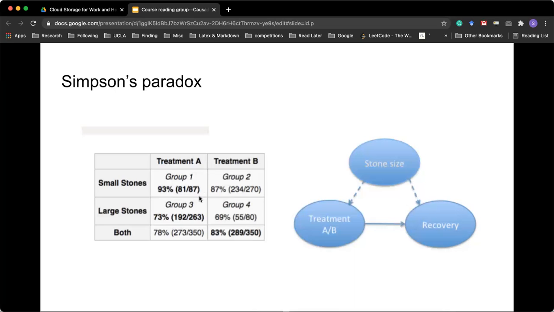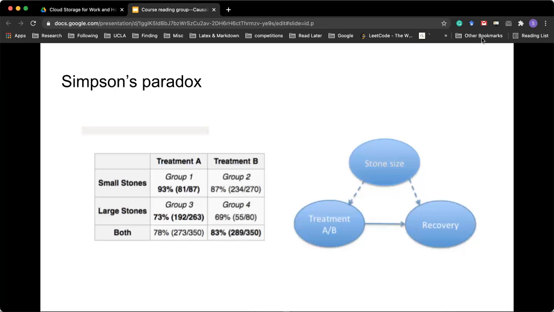Now our question is that we want to know, between treatment A and treatment B, which treatment plan is better, based on this observational data. A very straightforward way is to take the total survival rate of all the patients who received treatment A and all the patients who received treatment B. We can just compare the survival rates and see which one is higher. And it is very easy to see it is treatment B, because treatment B is 83% and treatment A is only 78%.